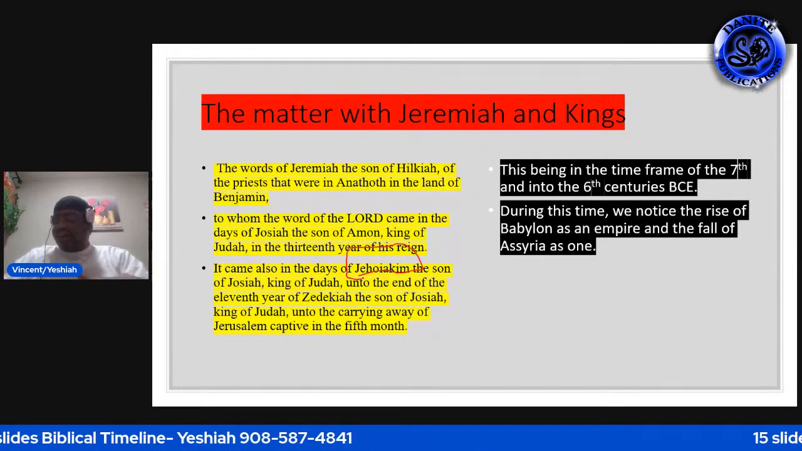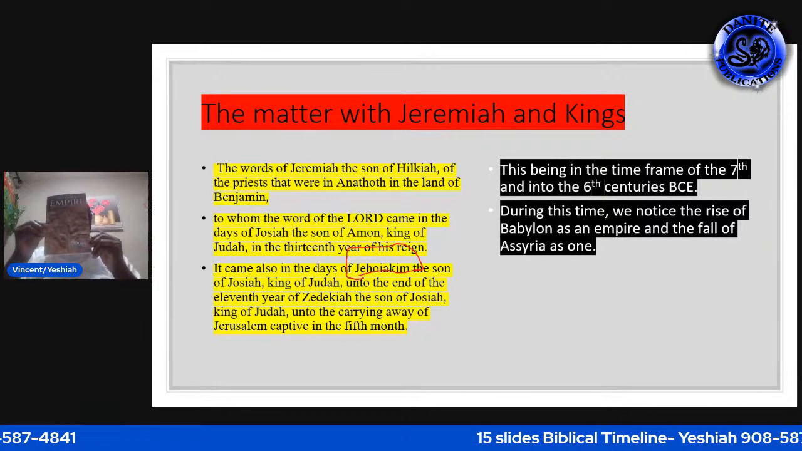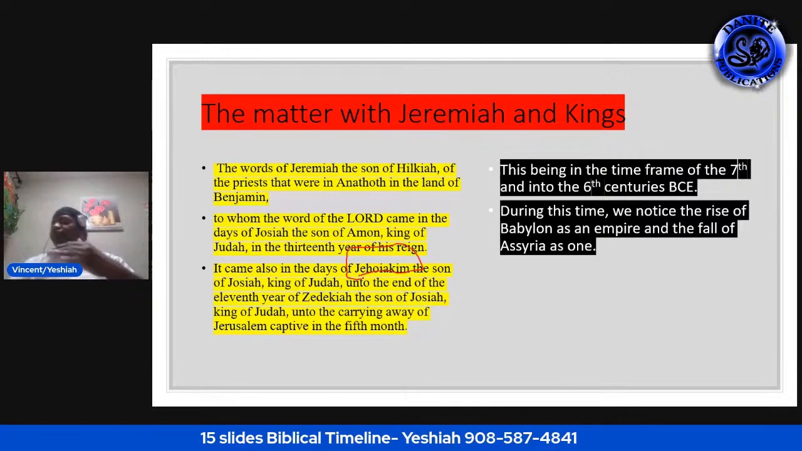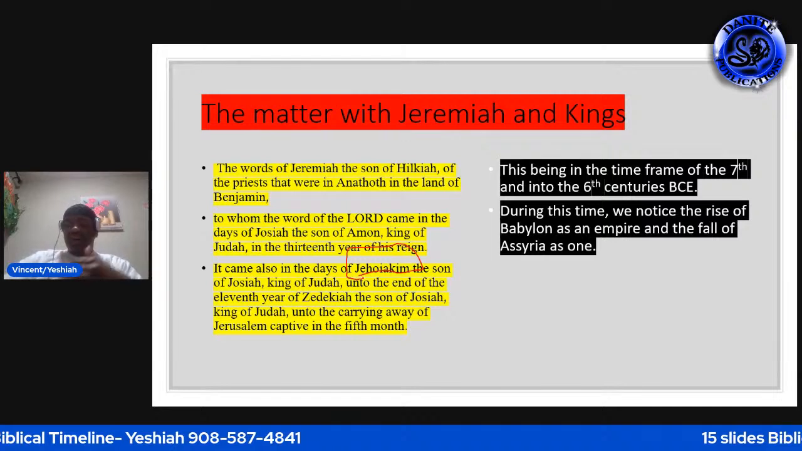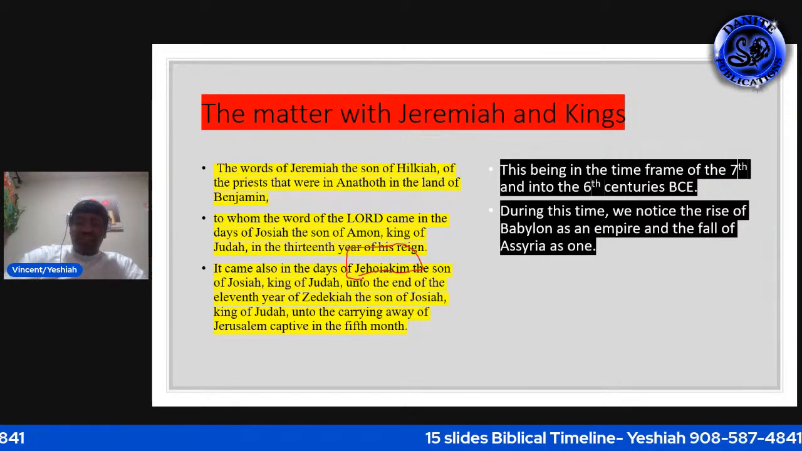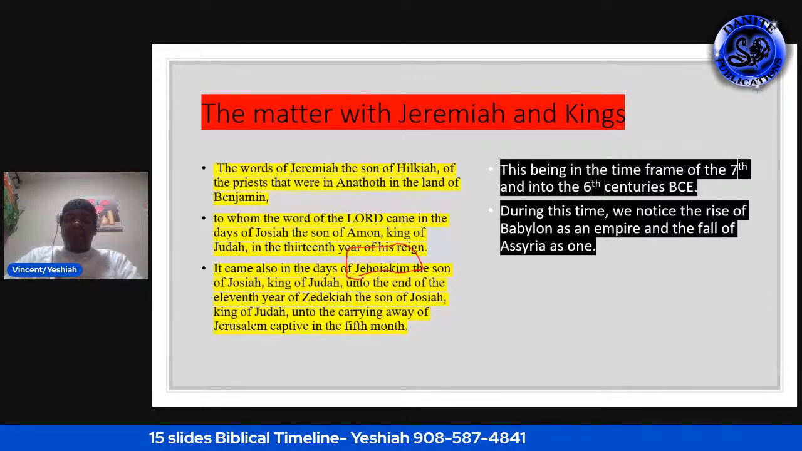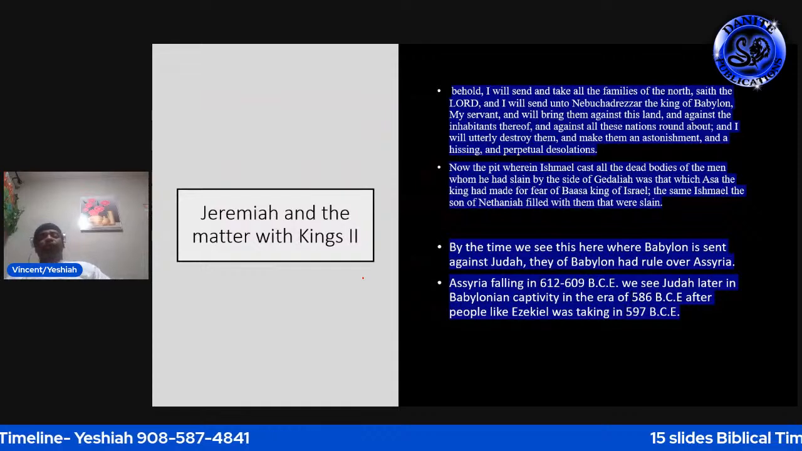We read earlier inside of this book here, a secular book, but it's not wicked per se, all right, about the Assyrians and what happened with their internal strife and what caused these nations that they had rule over to regain their independence, all right? So let's see. During this time, we notice the rise of Babylon as an empire and the fall of Assyria as one. Next slide. Jeremiah in the matter of the kings, part 2.